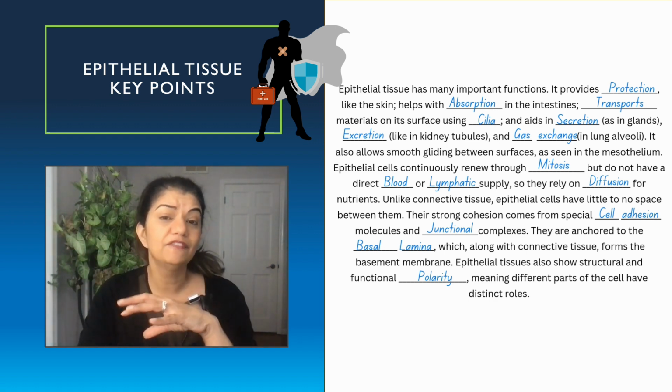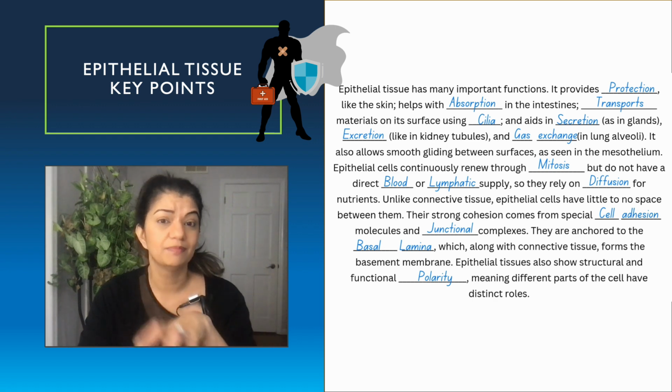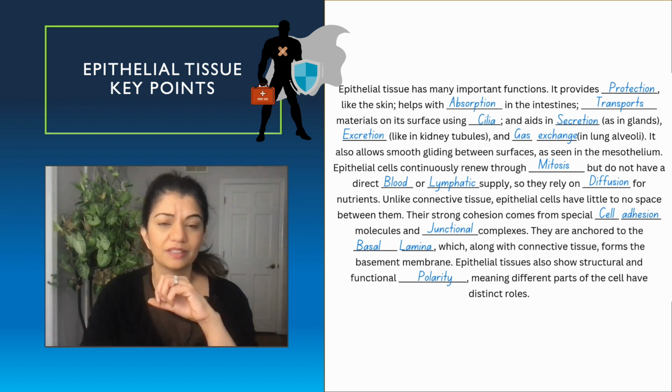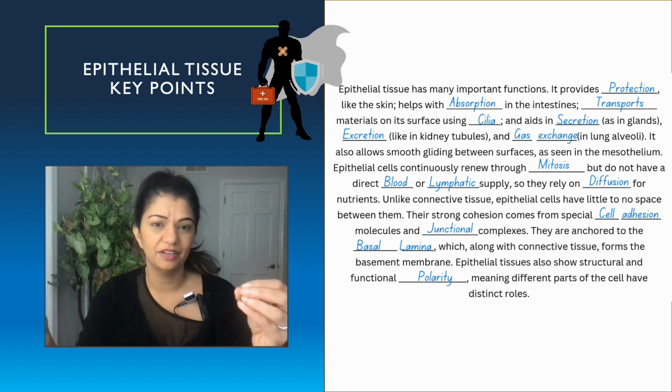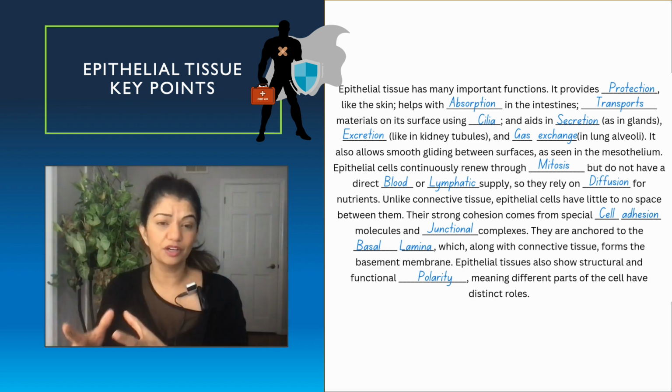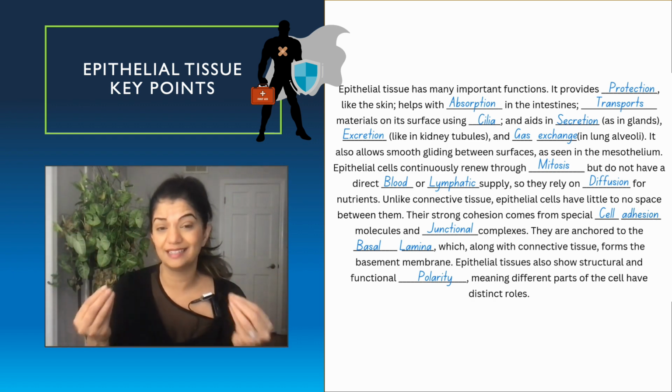And then basic functions of epithelia we went over, but just remember gliding between surfaces is also one of them. And then the other thing I wanted to mention again is a little bit more about the polarity. Epithelia have structural and functional polarity, like different parts have different and distinct roles.